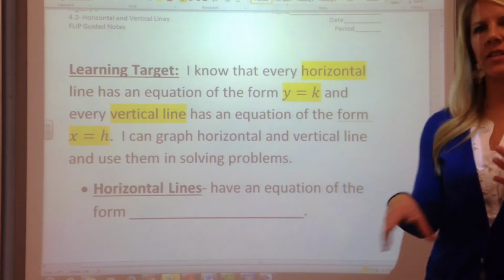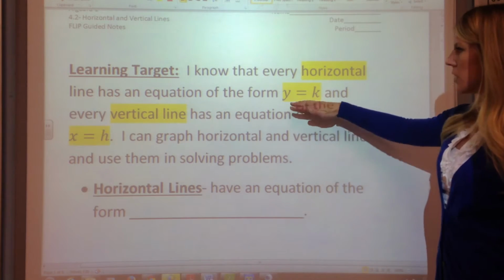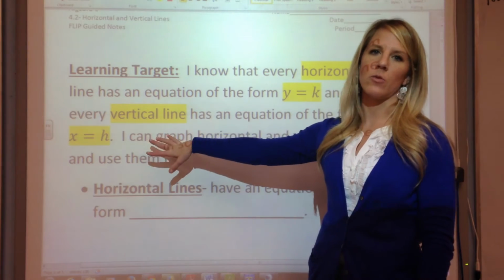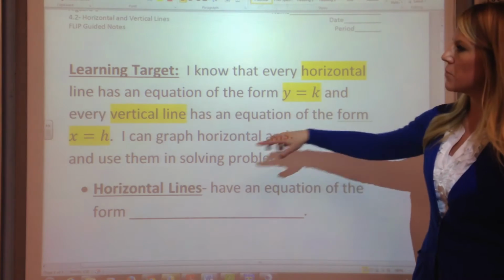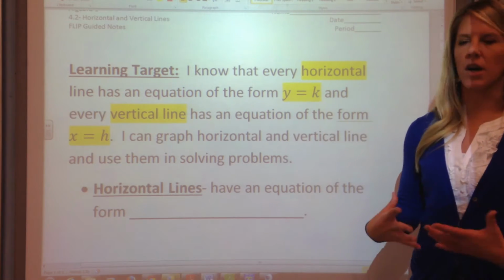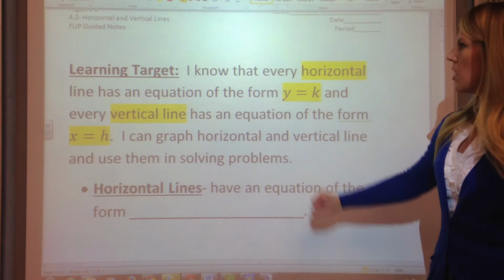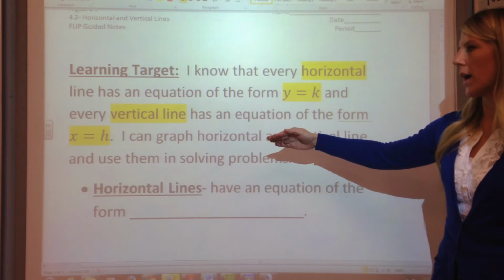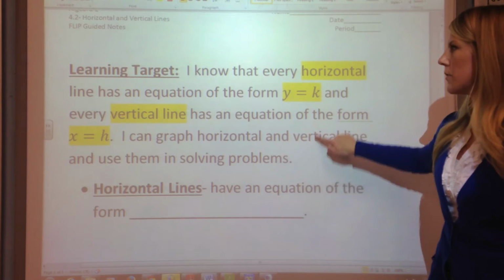So one of the main takeaways today is a horizontal line always is in the form y equals k. A vertical line is always in the form x equals h. So k being some number and h just being some number. They're constants. It's any given number. But again, we're going to be using these horizontal and vertical lines graphically to help us solve different problems.